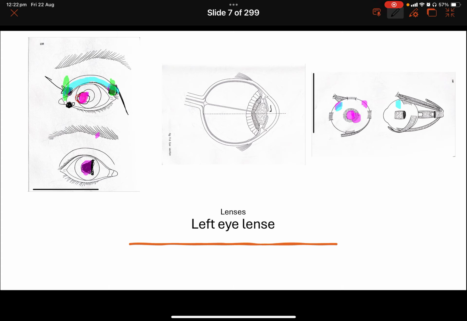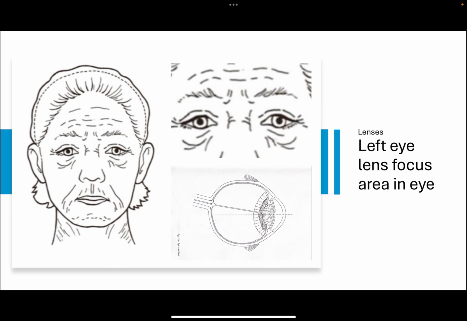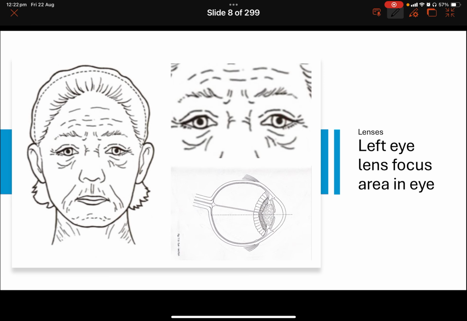So suggesting that the nano lens could either be in there or it could be here. I don't know exactly where it is, where it's embedded, or if it's not embedded, I'll leave that to Ruth. I'll just tell you the beginning bit. So, left eye lens focus area in the eye. I've done this, it's a bit the same thing, just to show that it is here.